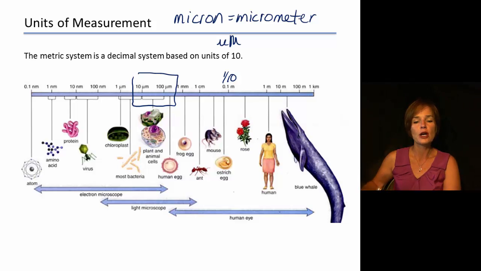The human eye can view objects from about 1 millimeter up, maybe a little smaller than 1 millimeter. When we get smaller than that, we're getting into the light microscope range. And then even smaller, we're going to have to rely on more powerful methods of microscopy, which are going to be electron microscopes. So we will be using a lot of microscopes if we are studying microbes, again, because they're so tiny and the naked eye is not going to be able to view those.